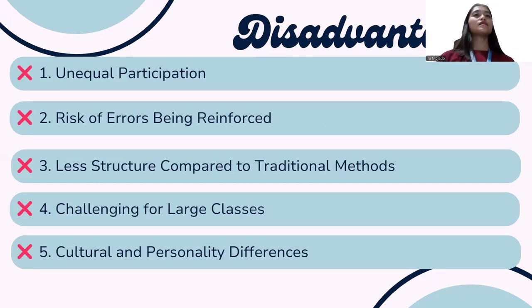Okay, so let's proceed to the disadvantages. It has unequal participation, since there are students who are less participative, meaning to say, the active learners tend to learn more than those learners who are not participative. Okay, risk of errors being reinforced, less structure compared to traditional methods. The traditional method is a teacher-centered instruction. Okay, so challenging for large classes, and cultural and personality differences, since we believe that we are different from each other when it comes to culture, beliefs, practices, and behavior.